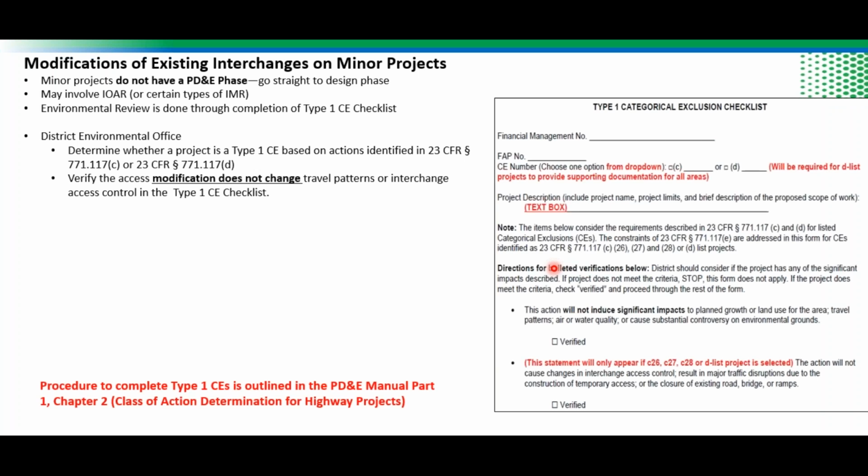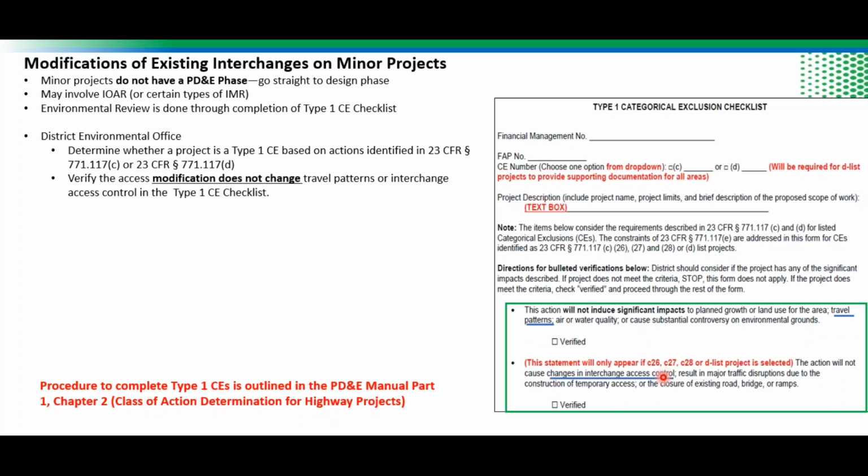What the district is doing, they have to verify that the access modification does not change travel patterns or does not change interchange access control in the Type 1 checklist. This is the Type 1 checklist, which is a screenshot from our chapter. And then these are the verifications that the district office needs to do. This action will not induce significant impacts to the planned growth or land use for the area, travel patterns, so travel patterns related to the interchange or access to and from the interstate. And then also the district has to verify that the action will not cause changes in interchange access control.